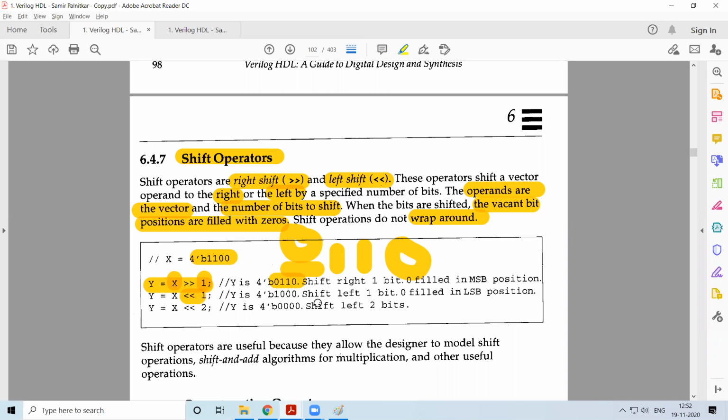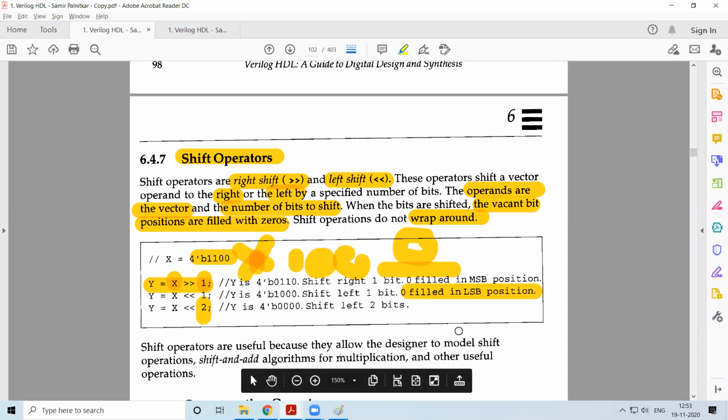For a left shift, it will be moving in the other direction. So this one moves here, this one goes out, so it gets discarded. 1 0 moves here and 0 moves here. So there is a vacant place in the LSB part, and this part is filled with 0. So when you're performing a left shift, 0 is filled in the LS bit position.